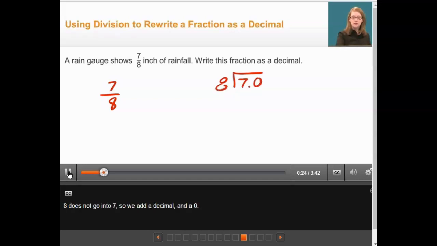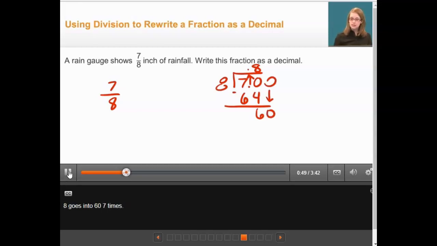8 does not go into 7, so we add a decimal and a 0. 8 goes into 70 8 times. We also move our decimal point up into our answer area. 8 times 8 is 64, and when we subtract, we're left with 6. Let's bring down another 0. 8 goes into 60 7 times. 8 times 7 is 56. 60 minus 56 leaves us with 4.